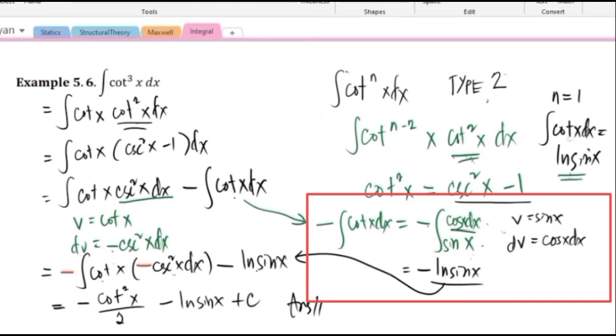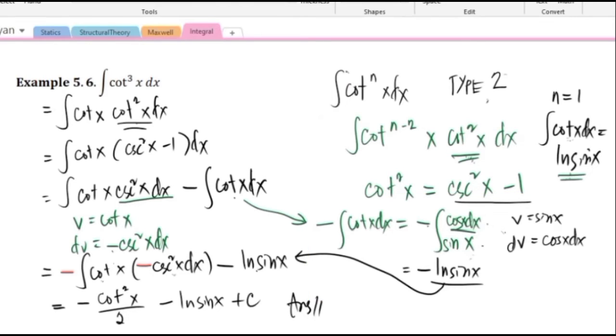Pero since we already memorized the integral of the cotangent x, therefore hindi na natin kailangang ipakita yung integrals leading to logarithm. And then, so para sa first term natin, since derivative na ng cotangent yung nandito sa tabi niya, so therefore we can now apply the general power formula, and we have the negative cotangent square x, since your n is equal to 1 here, so n plus 1 is 2, so cotangent square x over 2 minus ln sine x plus c, and this is our answer.